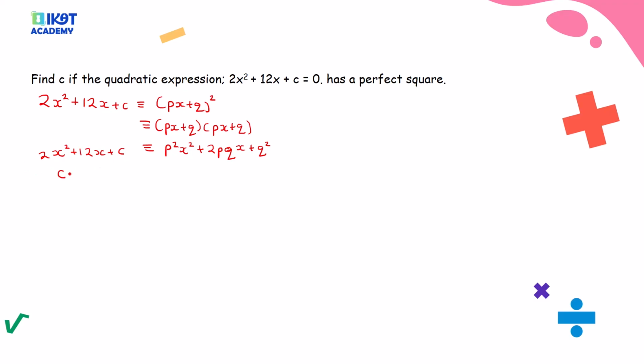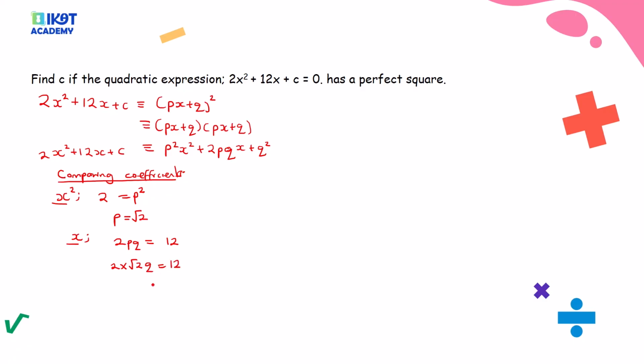Then now we go to comparing coefficients. We'll start with x squared. From the x squared, this is 2, this is p squared. So 2 is equals to p squared. So what is p? p is the root of 2. Then now we go to x. So comparing the coefficients of x, we have 2pq is equals to 12. But p is root of 2. So we have this q is equals to 12.